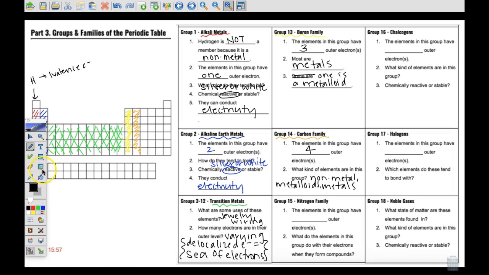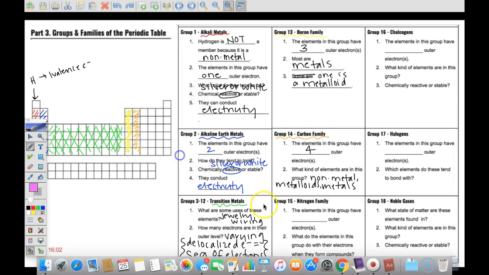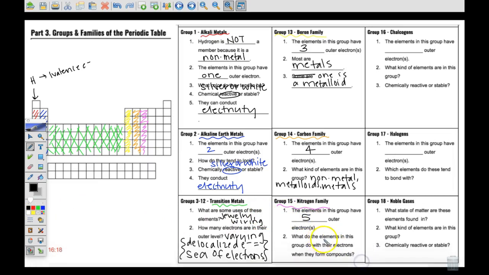Our next group is the nitrogen family, because nitrogen is on the top of that particular column. The nitrogen family is the first family where the majority of them are nonmetals and metalloids. So the elements in this group have 5 outer electrons. Because these are nonmetals, not only do they tend to gain electrons and become anions, they also tend to share their electrons when they form compounds, and this is called covalent bonding, which we'll talk more about in our next unit.